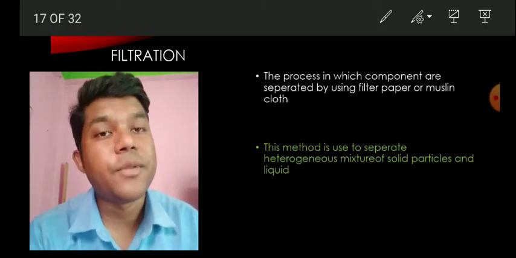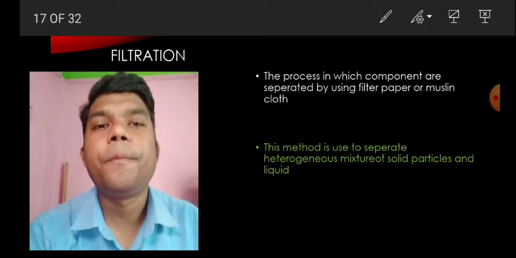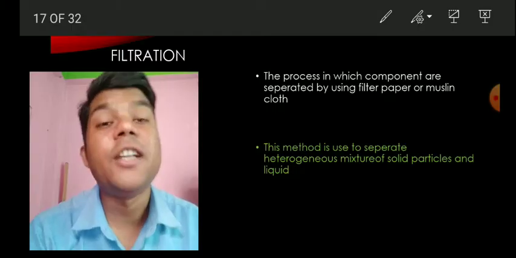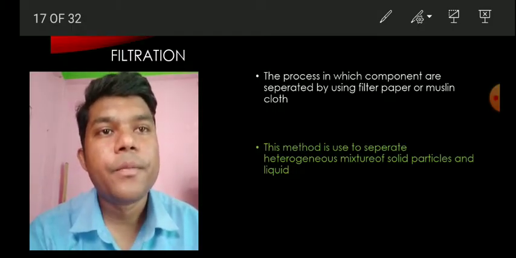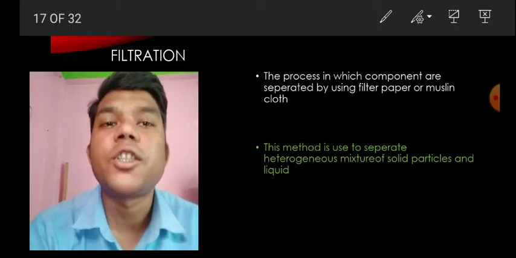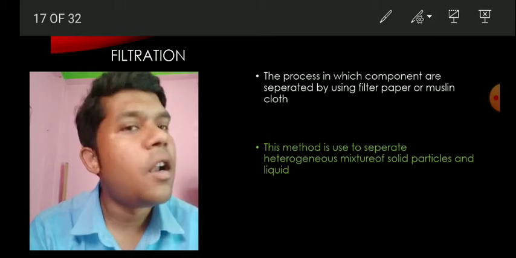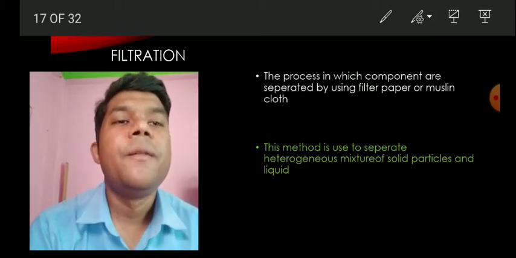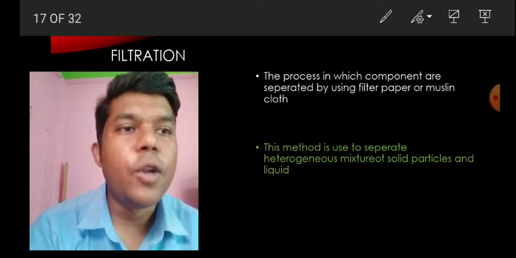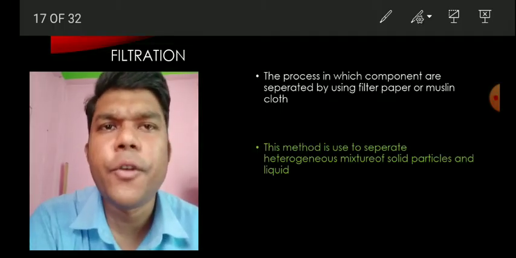I think in the kitchen you have seen a filter, and in a candle filter the round white part used inside is also made with filter paper. The process in which components are separated by using filter paper or muslin cloth, that means cotton cloth, is called filtration. This method is used to separate a heterogeneous mixture of solid particles and liquid. If both are liquid, we cannot separate them through filtration. Why?